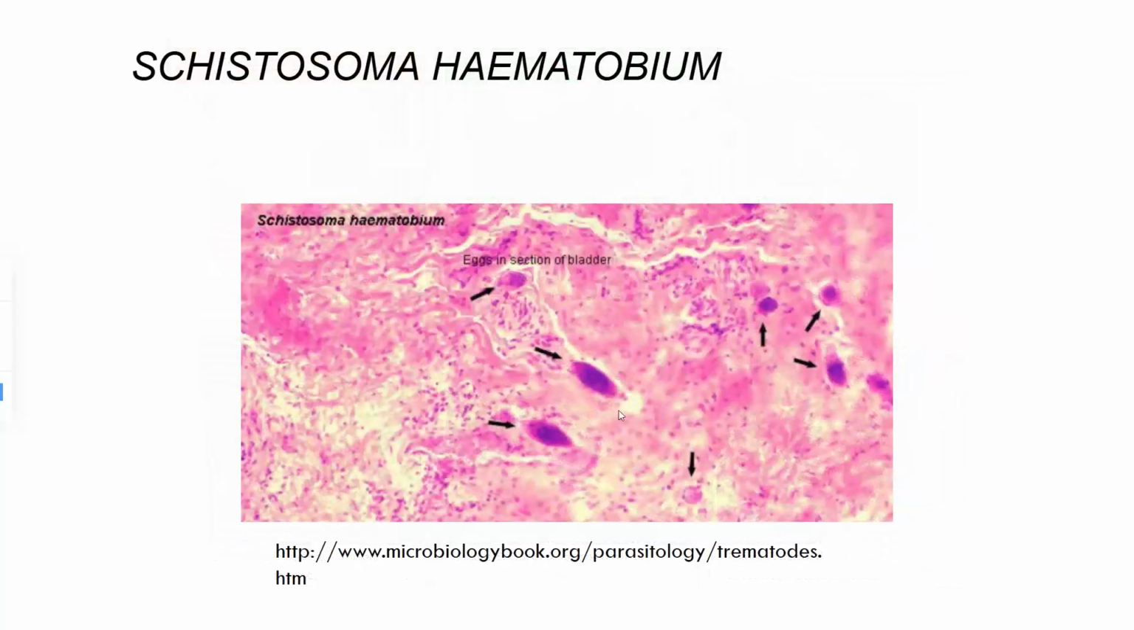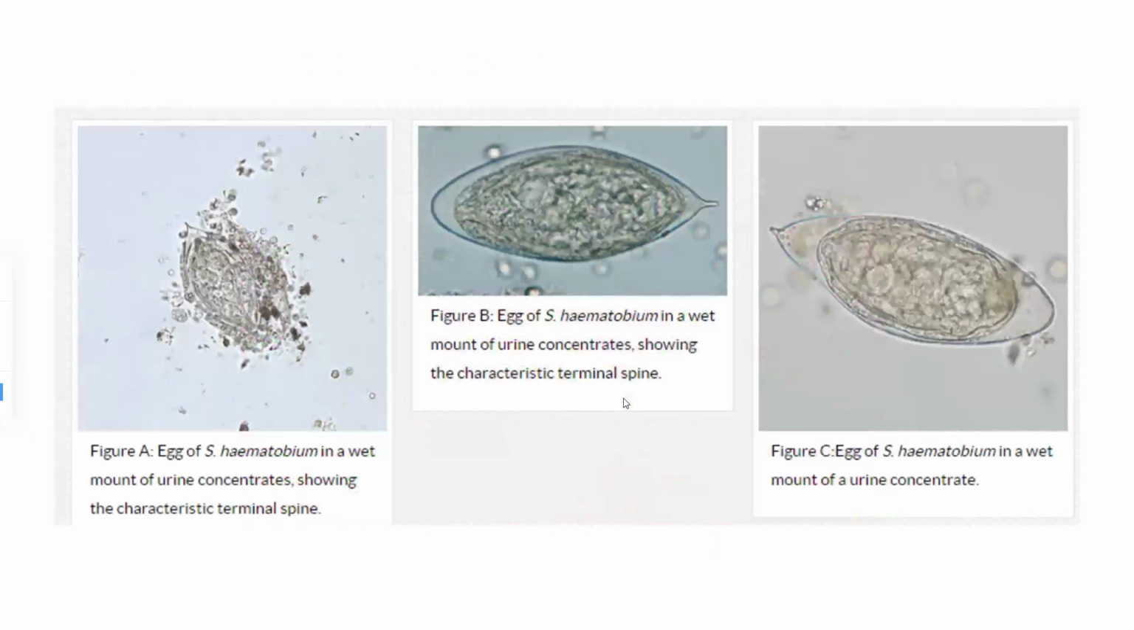Schistosoma hematobium, here you can see they're in the bladder tissue, but you can see they're elongated with these spines that stick out in the middle. And here is another picture of Schistosoma hematobium. So unlike Schistosoma mansoni that had the spine out the side, Schistosoma hematobium is going to have this spine directly in the middle here. So that sticks out like that.